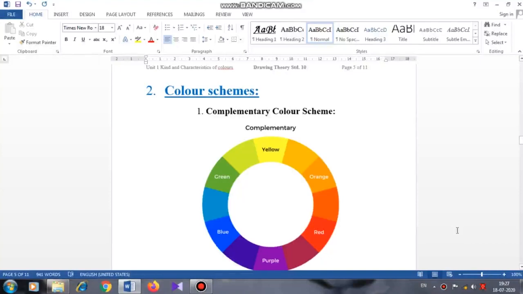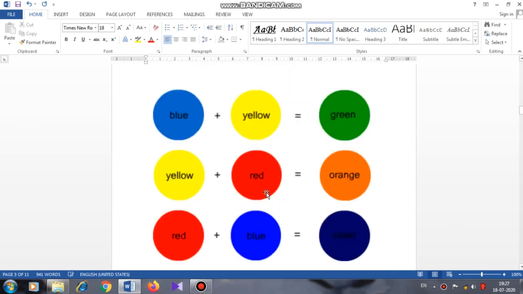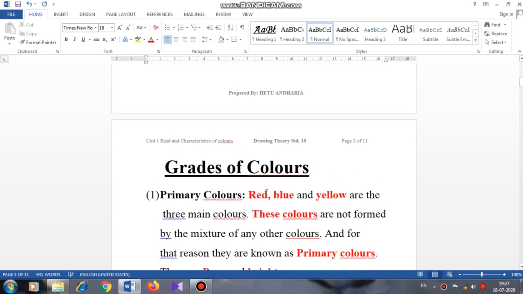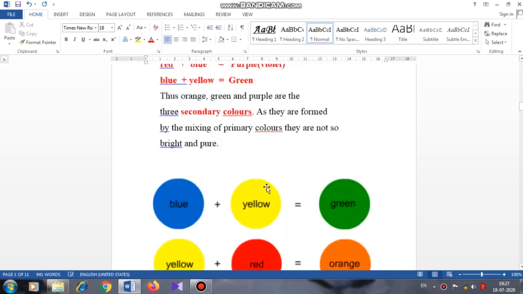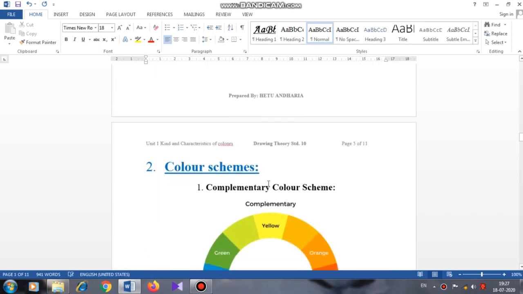So welcome back dear students to 10th standard drawing theory session. We are in unit number 1, that is kind and characteristics of colors. In that we are in the second topic. The first topic which we had discussed was the grades of colors. This topic we had already completed. Now we are in topic number 2, which is the topic color schemes.